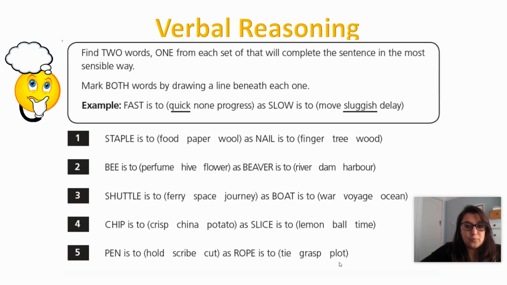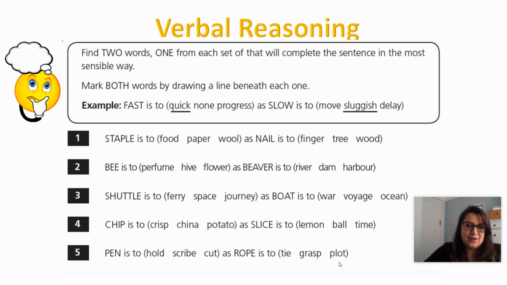Let's get started. So here's your starter for today. It's something that we call verbal reasoning. If we have a look at the example at the top, this will give you a clearer idea of what you need to do. You are given a sentence. Fast is to, as slow is to, and then in brackets, you're given a choice of words. It's asking you to make a link between the first word you're given, fast, and what does it link to in the brackets? Quick, none, or progress.